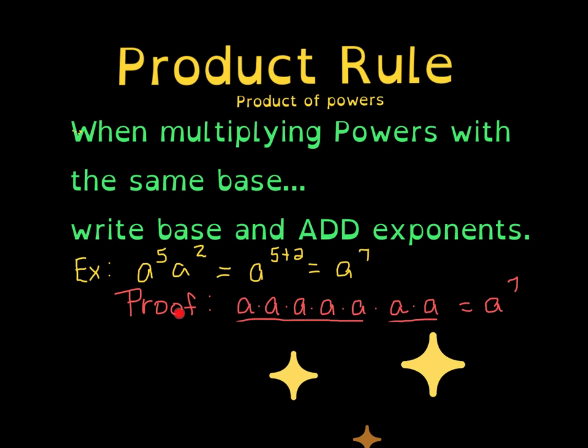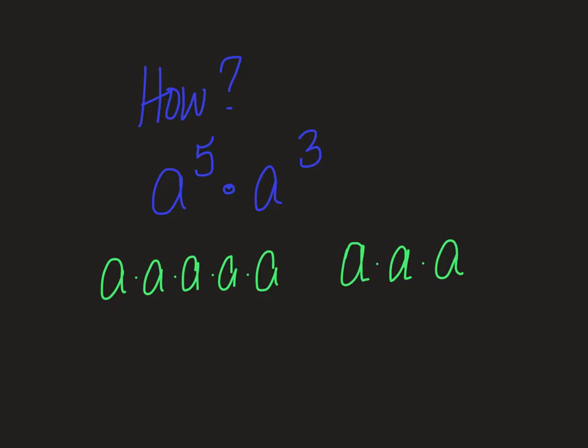Here's the proof, but a to the fifth times a squared equals a to the seventh. But just in case you still have that gnawing question. Okay, here's how it is. You have a to the fifth power times a to the third power.